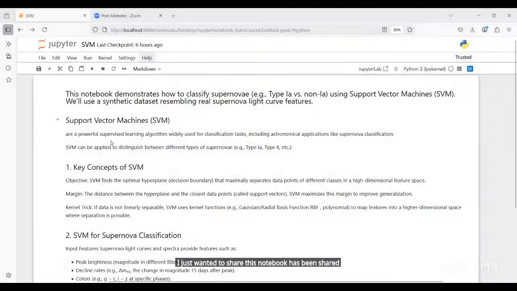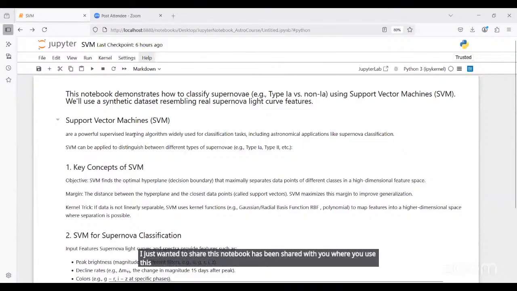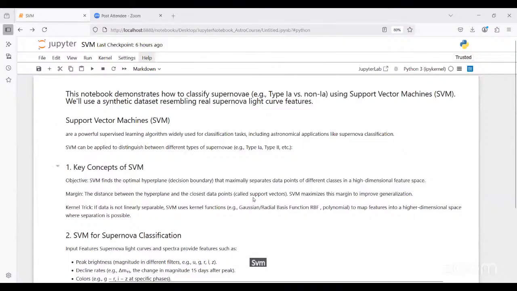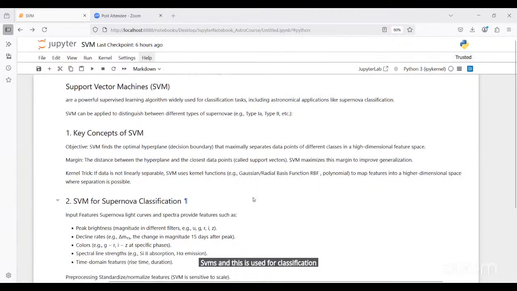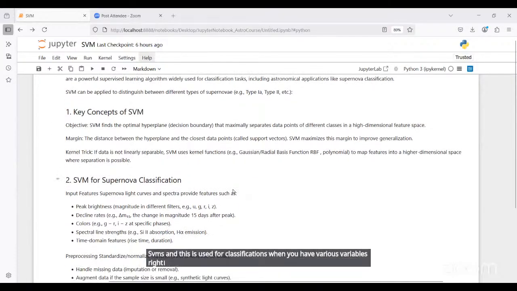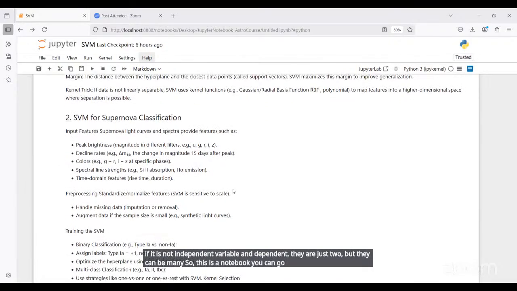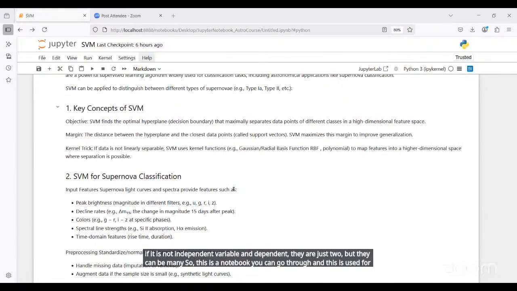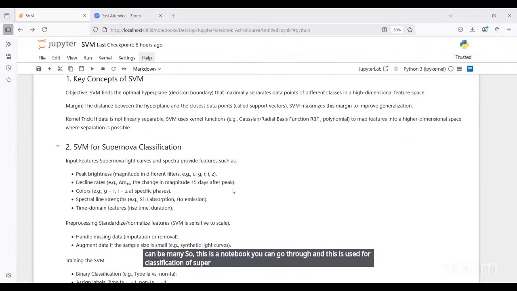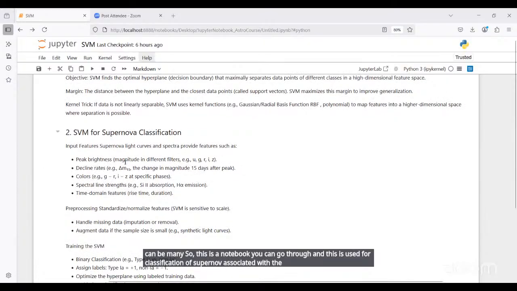I just wanted to share this notebook that has been shared with you, where you use support vector machines, SVMs, and this is used for classification when you have various variables, right? It's not just an independent and a dependent variable, they are just two, but there can be many. So this is a notebook you can go through, and this is used for classification of supernovae. For supernovae, the peak brightness is important in different magnitudes, U, G, R, I, and Z.